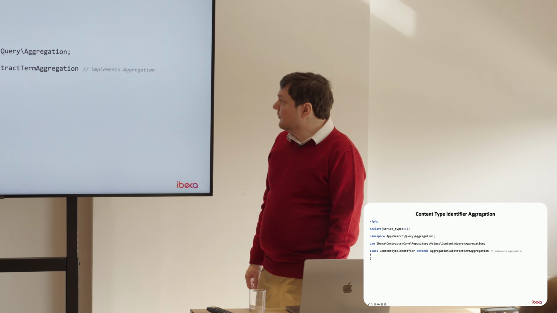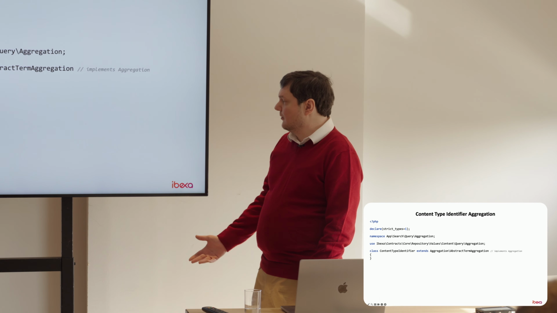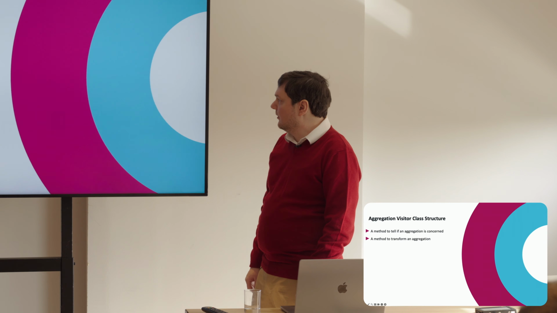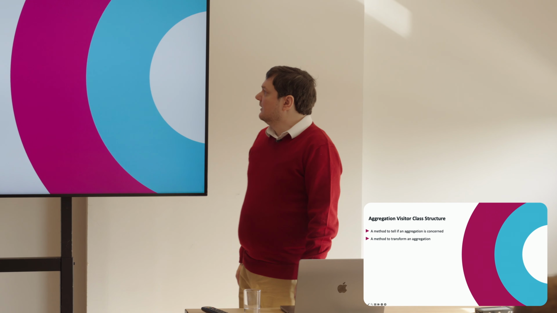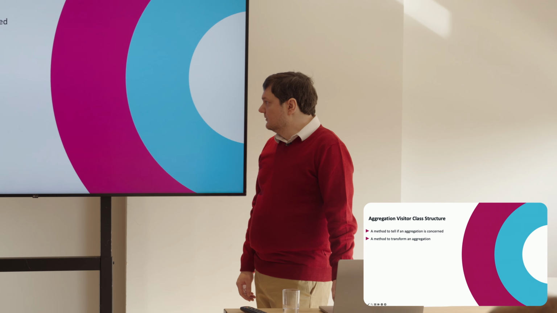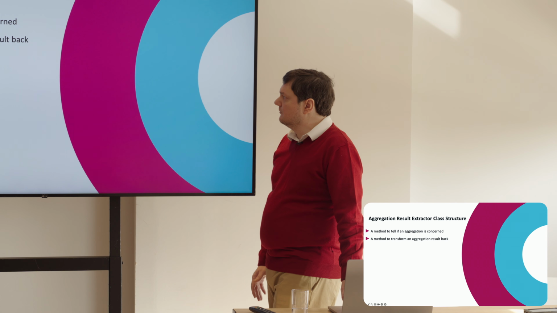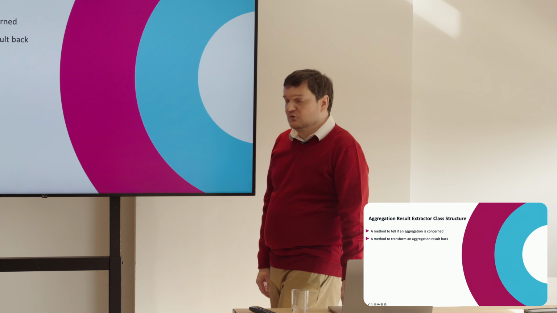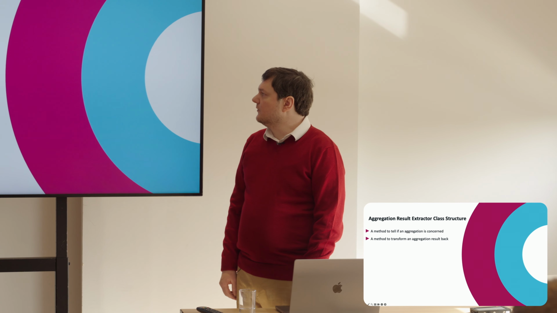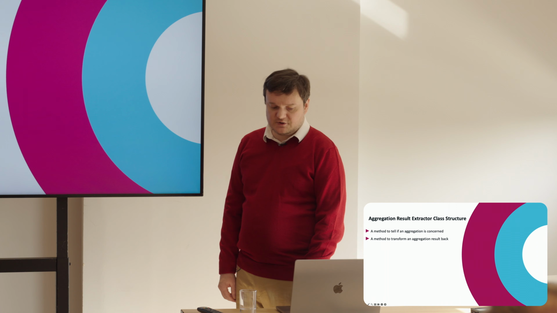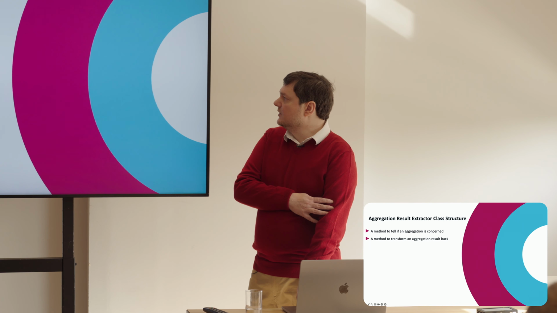I'm creating my aggregation. It's empty because I just need to say I want to aggregate that on that, with no parameter. The visitor works the same way: do I work with this aggregation? Yes. How to transform it? And the result extractor is about the same: am I working on this aggregation? And how do I transform the result from the search engine back into something usable from the PHP API point of view.